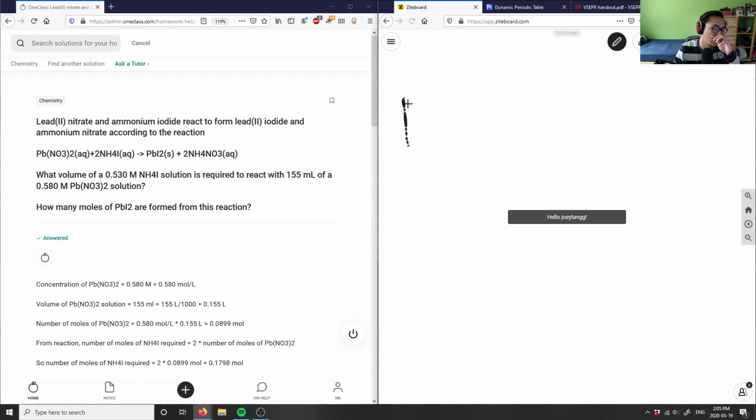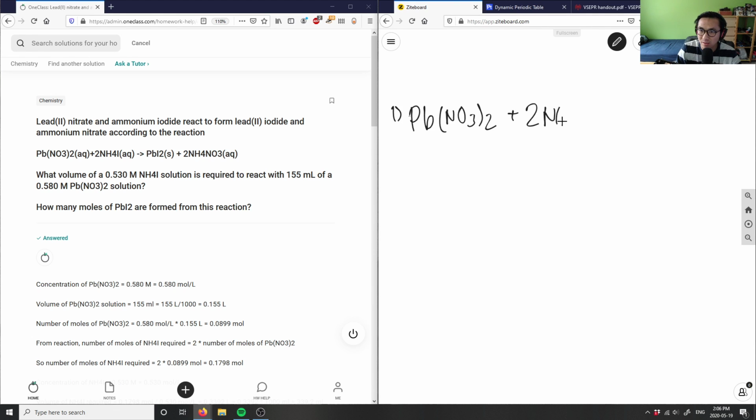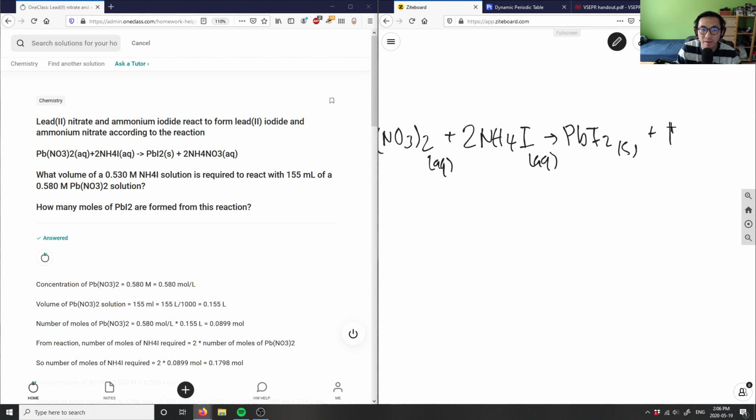We have lead(II) nitrate and ammonium iodide reacting to form lead(II) iodide and ammonium nitrate. Let's write this down as an equation. This is Pb(NO3)2, lead nitrate, and they balanced it for us, which is nice. This reacts with NH4I, in aqueous solution, to form PbI2, lead iodide, which is a solid, plus 2 NH4NO3, in aqueous solution.